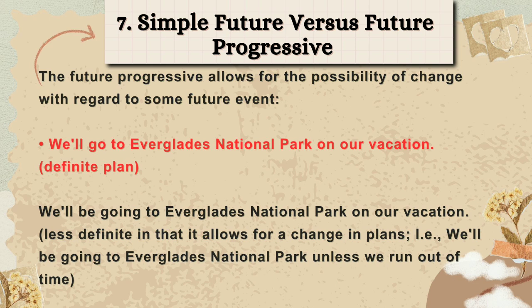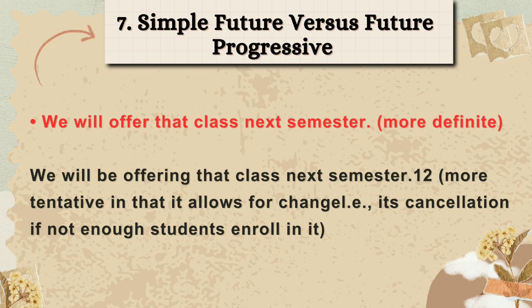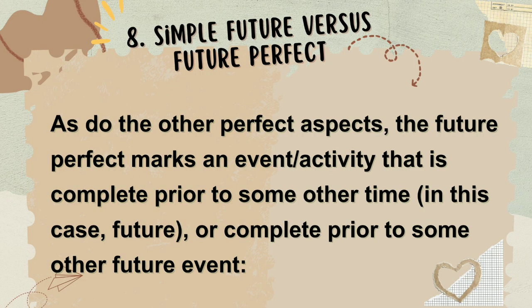Next is, we will offer the class next semester. So that is more definite. Another is, we will be offering the class next semester. More tentative in that it allows for change, so either cancellation or if not enough students enrolled in it. The last one here is number 8, simple future versus future perfect.